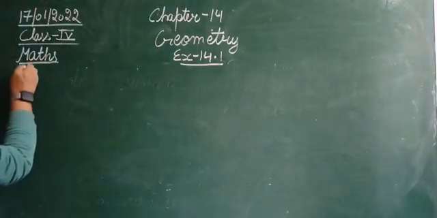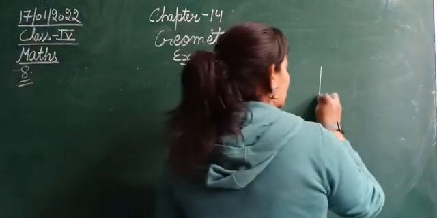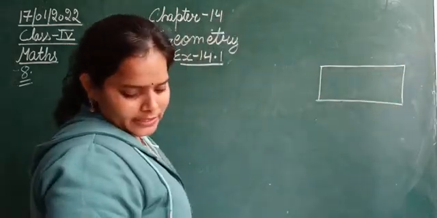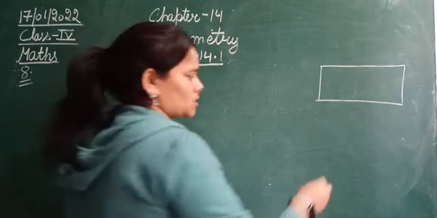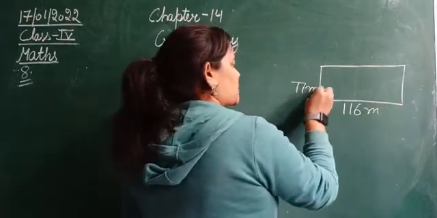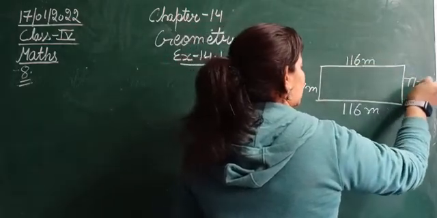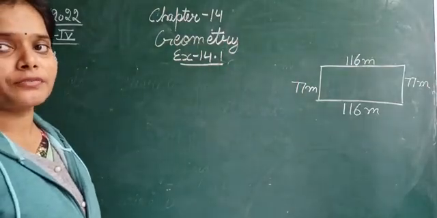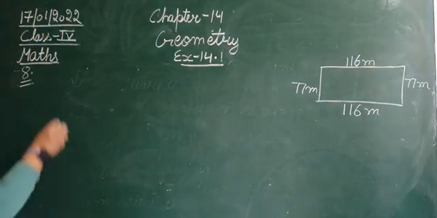So it's a rectangular playground. So first of all, let's make the diagram of a rectangular playground. This is a rectangular playground. Okay, so the length and the breadth is given. The length is 116 meters, whereas the breadth is 77 meters. And the opposite sides of a rectangle are equal. So this is 116 meter. This is 77 meter. Okay, now just simply add to find out the perimeter of this rectangular playground.